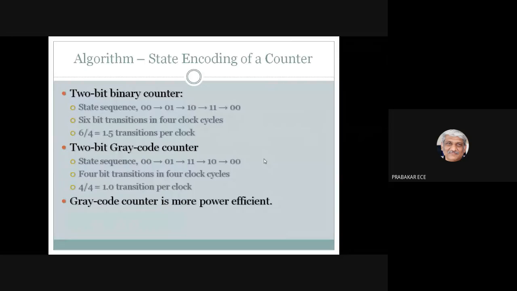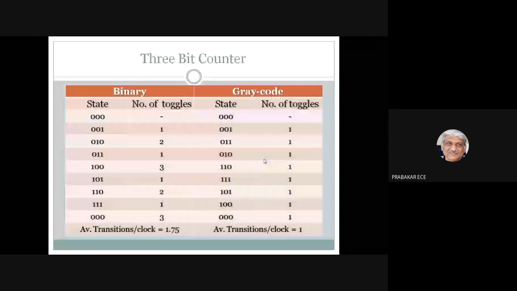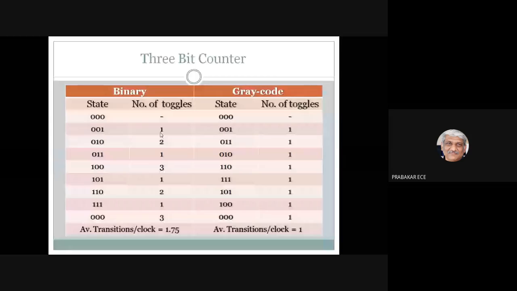In a similar way, for a 3-bit counter, on the left hand side you can see the binary code and the number of toggles. For example, going from 011 to 100, all 3 bits change, so the number of toggles here is 3. The average transition per clock for one full cycle from 000 back to 000 becomes 1.75. But in the case of gray code, the average transition per clock is 1. So the number of transitions can be reduced by using a gray counter instead of a normal binary counter.